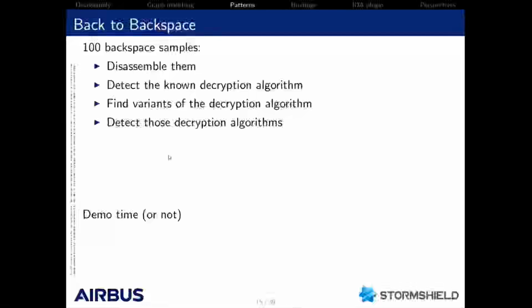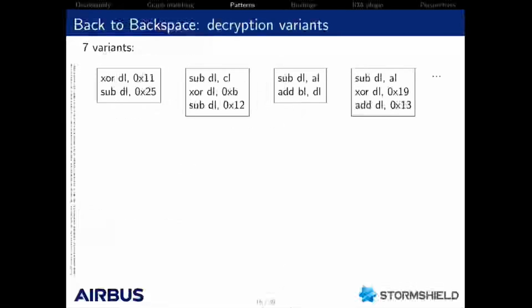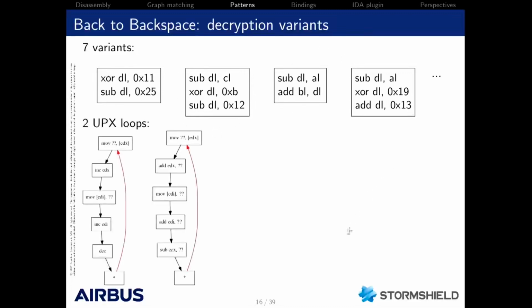Back to the slides. What we saw is that we found 7 variants of backspace. The first one was with 0.11 and sub 25. There was another one that we saw, then 5 other patterns. We also found out that some binaries are packed with UPX, and we wrote a quick signature for these files. We matched them.